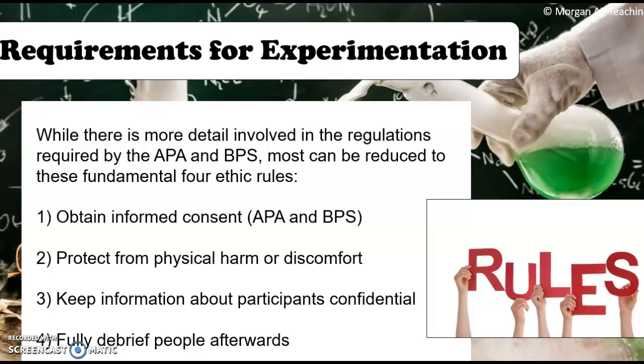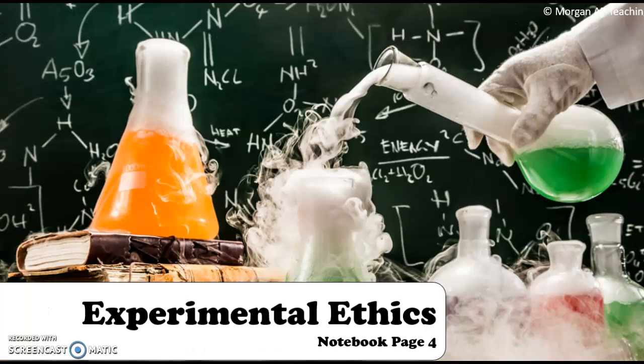So the person needs to give consent. They need to come out of this okay. You can't give this information to other folks, and you need to talk to your participants when this is all done. All right, so that brings us to the end of Unit 1 review.